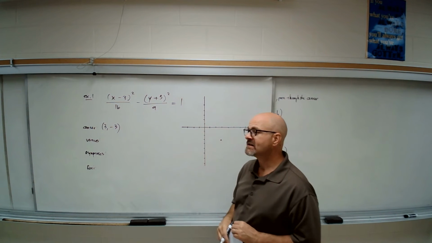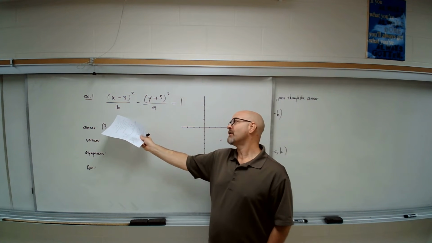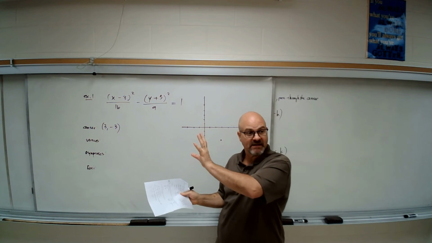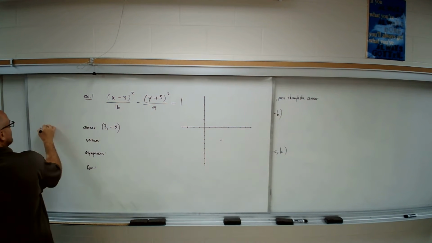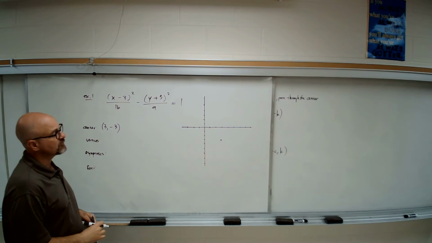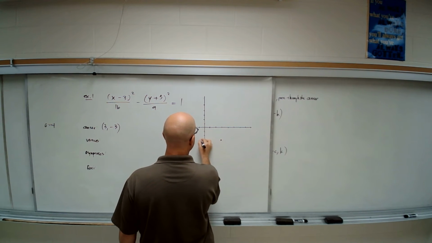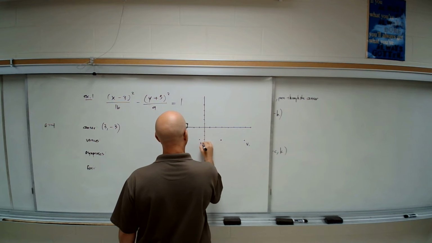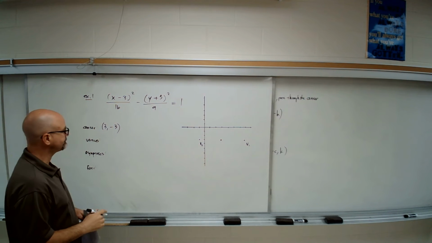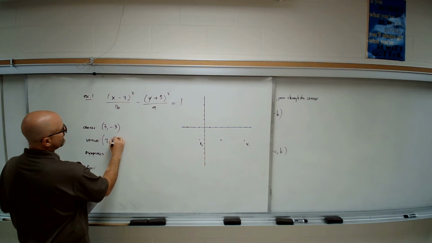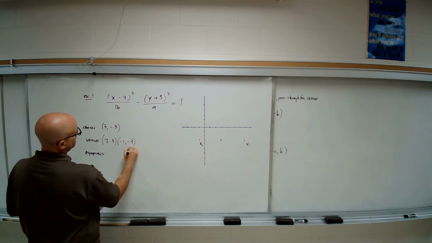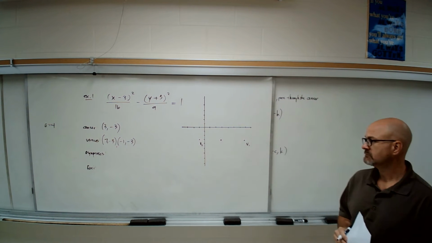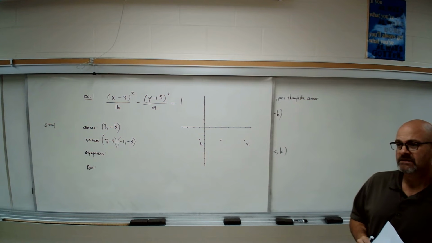Okay, so now vertices, I'm going to look at, it doesn't matter that 16 is bigger than 9. It is, but it doesn't matter. It's because it's first, because it's the positive one. That's going to give us that a is equal to 4. So for our vertices, we're going to go 4 to the left, and we're going to go 4 to the right. You can label those v sub 1 and v sub 2. So that would give us 7, negative 3, and negative 1, negative 3. Does that work okay?